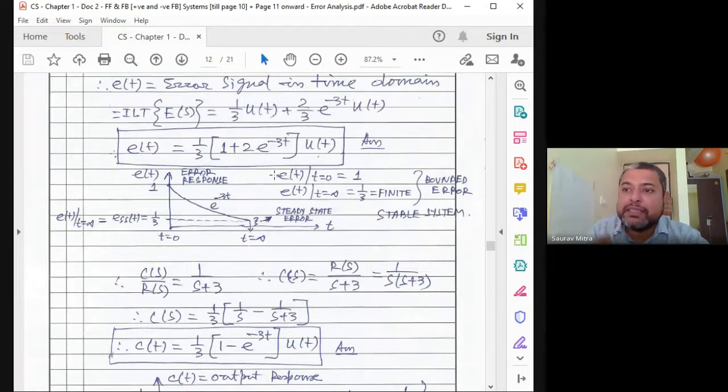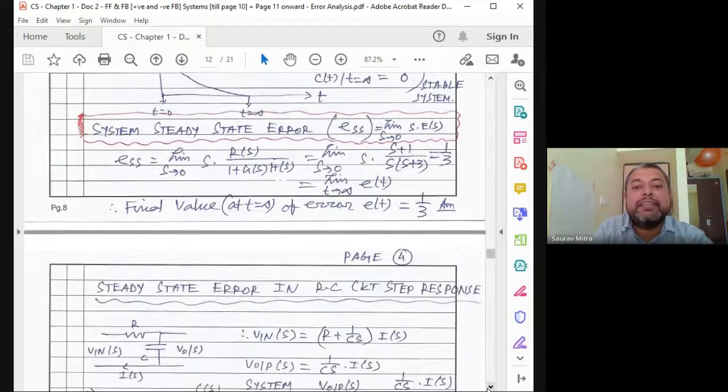Whatever value is there, if it's a finite value, then you will be finding that that is actually the steady state error. So in this case, it is 1/3 u(t) + 2/3 e^(-3t). This part is diminishing with respect to time, but this part 1/3 u(t) will always be there. So at t equal to infinity, the next part becomes 0, but 1/3 remains. So this is nothing but the difference between input and output. So how much is the steady state error? 1/3.